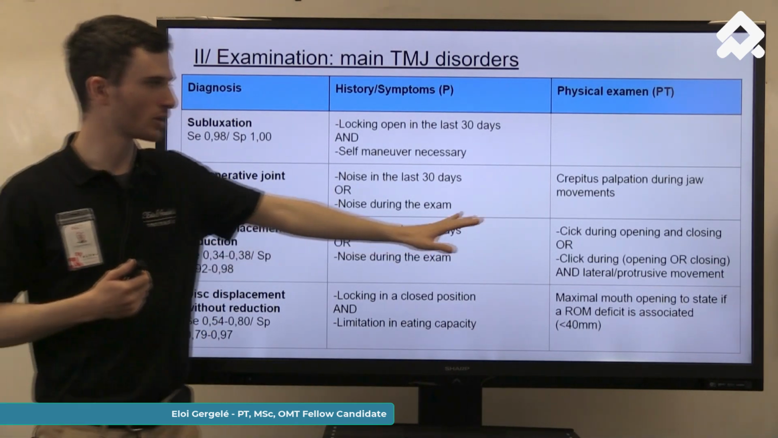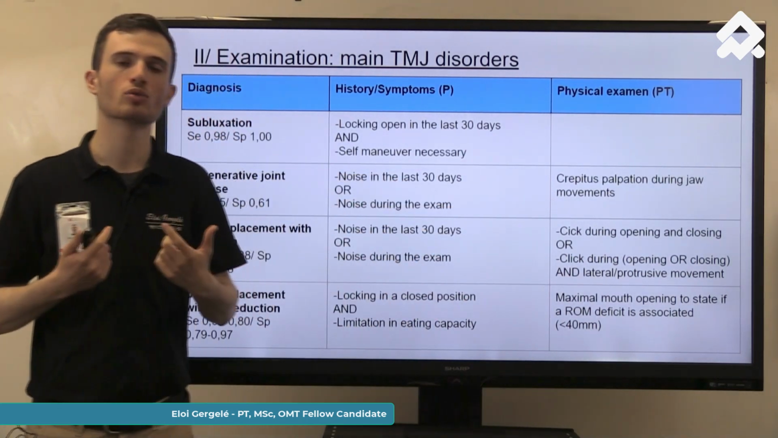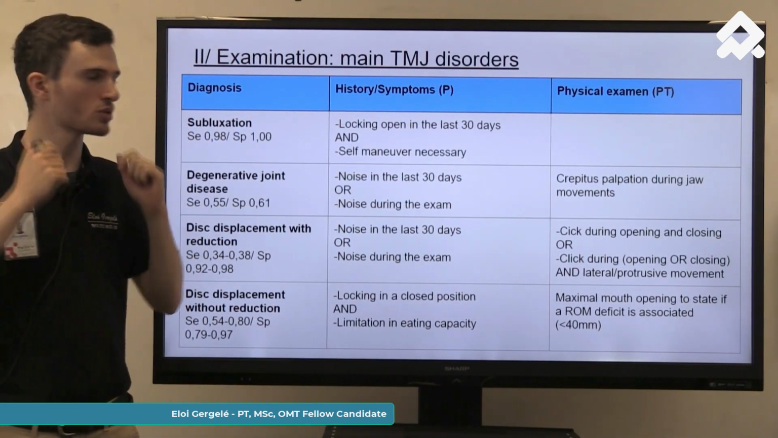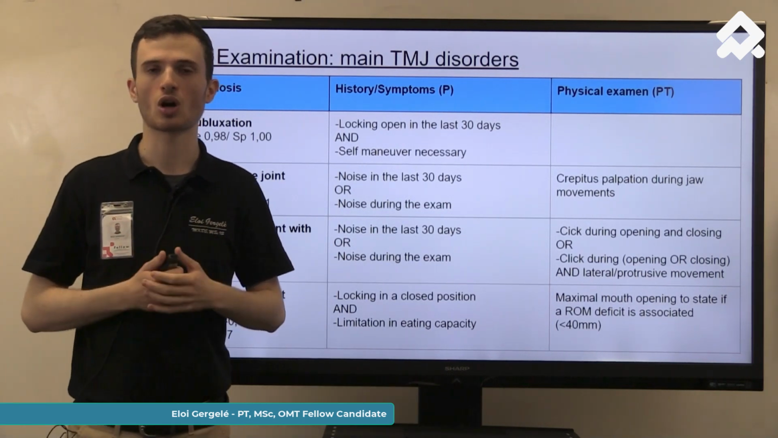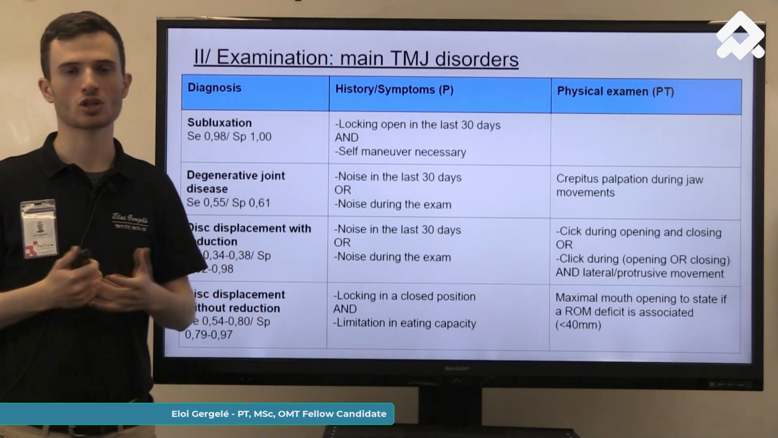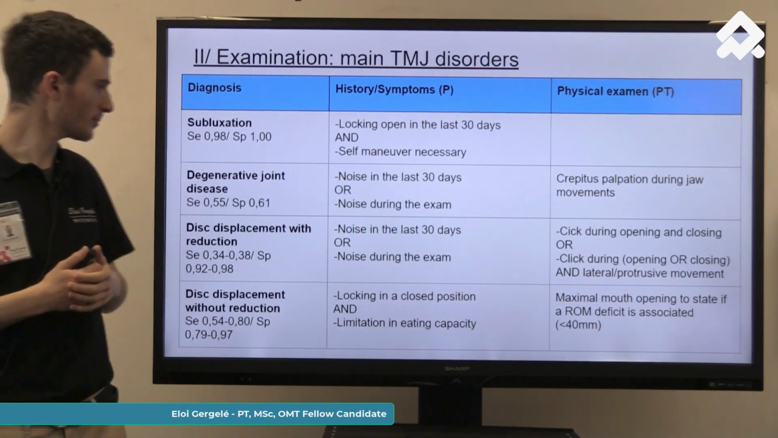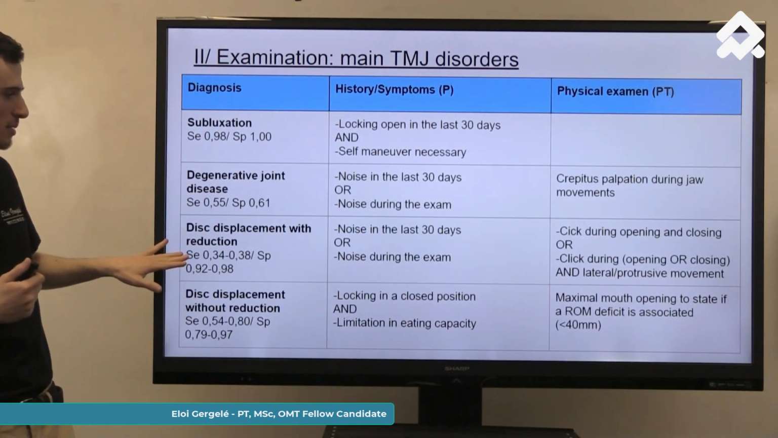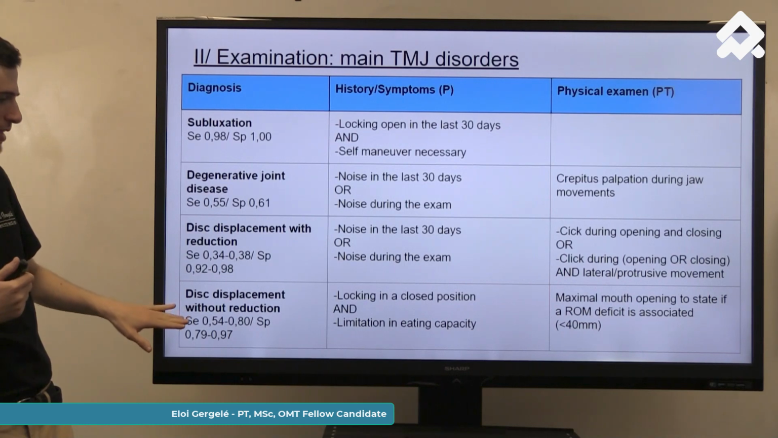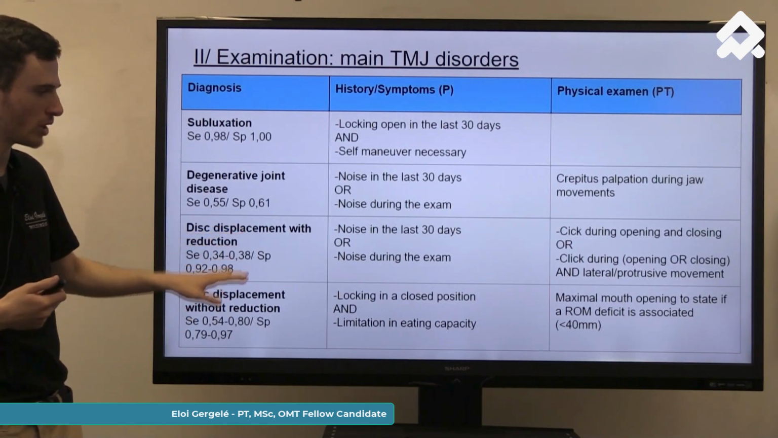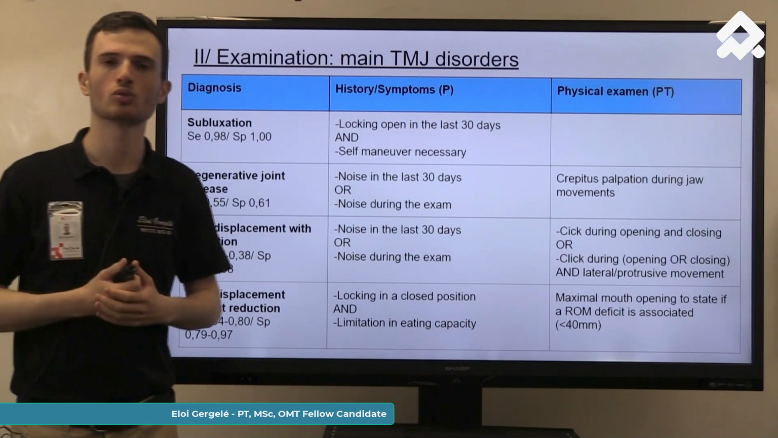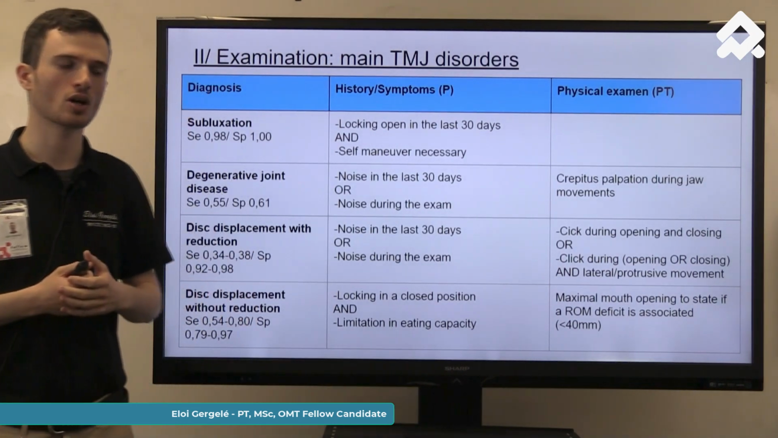To confirm that during the physical examination, we have to palpate crepitus during the jaw movements. We can also use auscultation to confirm that. Then we have disc displacement with reduction and disc displacement without reduction. Before talking about the diagnosis criteria, I'm going to do a short explanation on that.